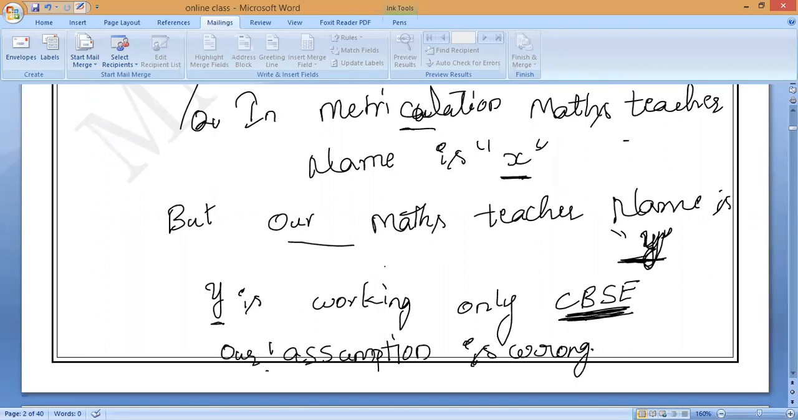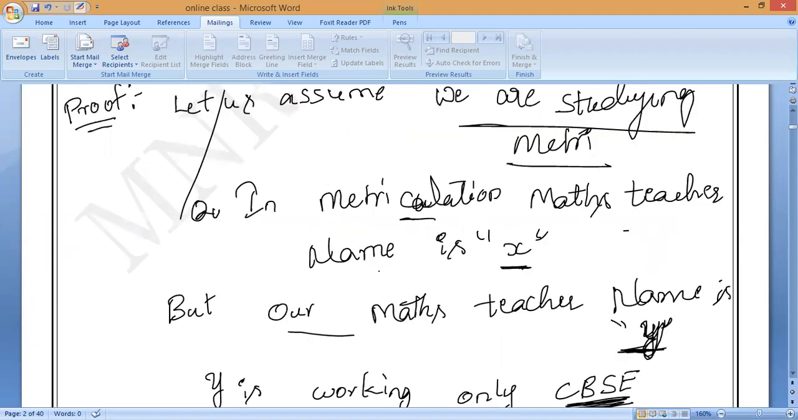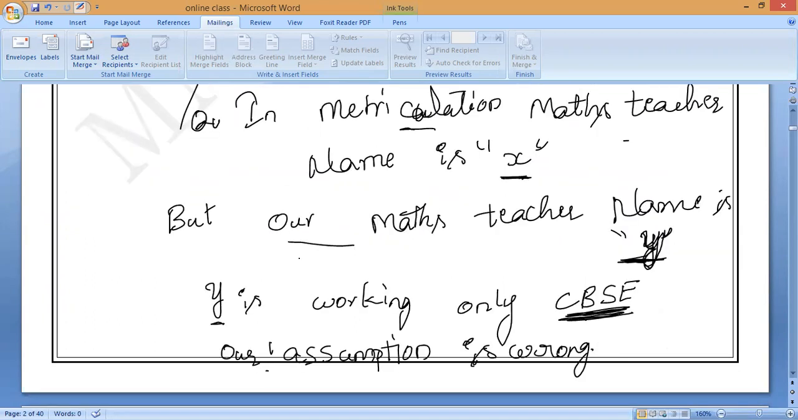So where am I studying? CBSE. See, I felt that I am studying in matriculation, but my maths teacher's name is Y and he works only in CBSE. So X cannot come to my class. So which class do I belong to, CBSE or matriculation? CBSE. Do you understand, all of you? Padmavarshini, Pranav, Tarani, Pushpa? Yes, sir.